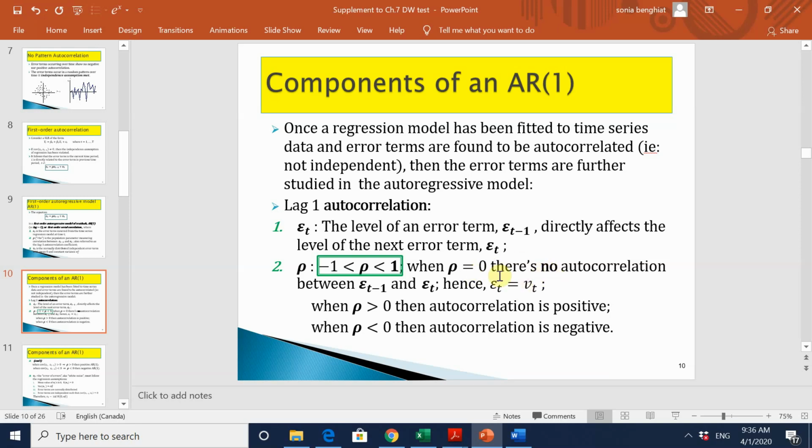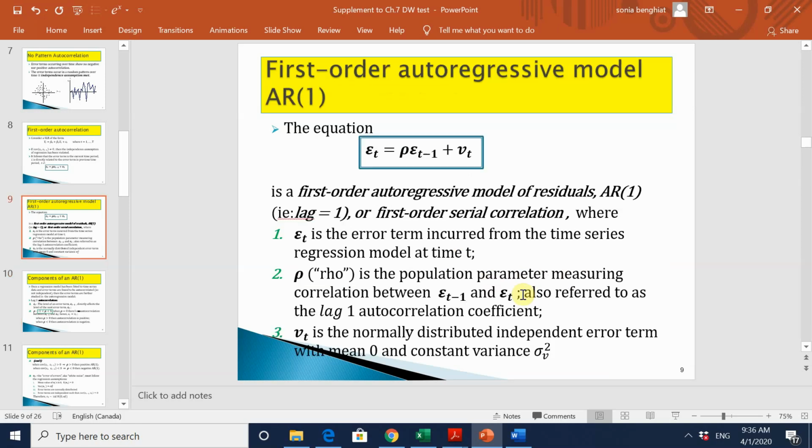And so when that is the case, interestingly enough, when rho is equal to 0, if we go back to our equation right here, that would mean that E of t is equal to, well, 0. We get 0 over here plus nu of t. In other words, when there is no autocorrelation on the error terms, then the error term is really equal to this error term, which has all the good properties for a regression model.